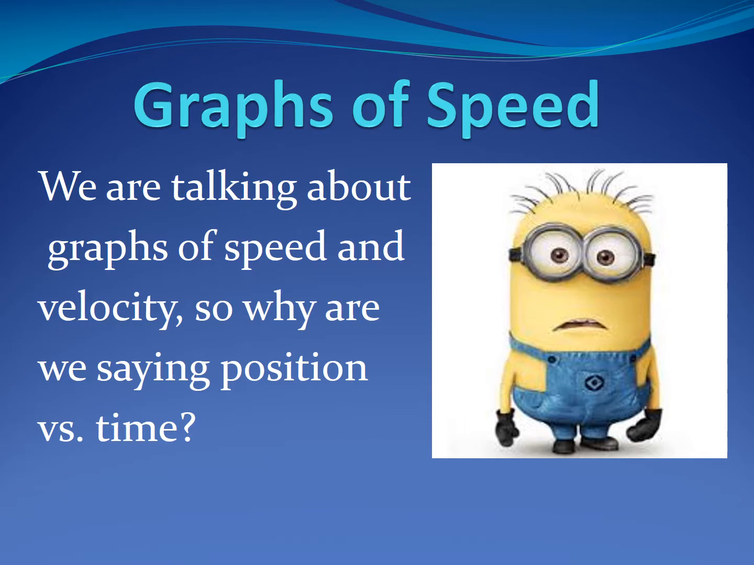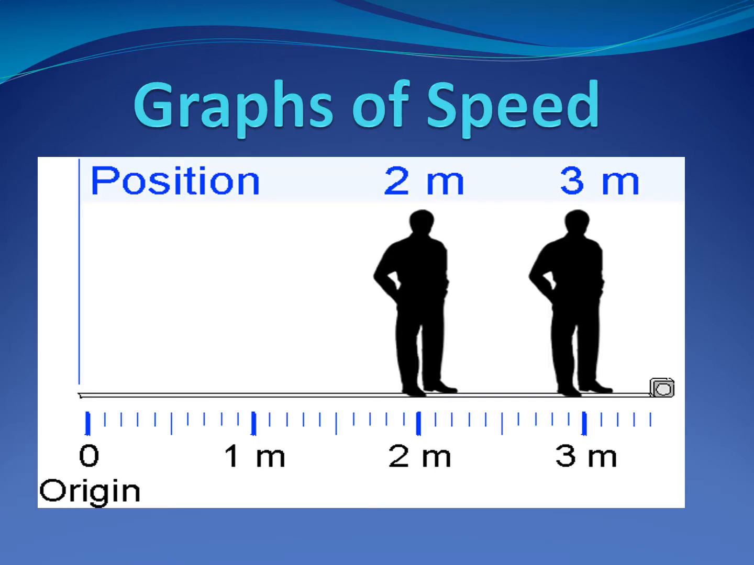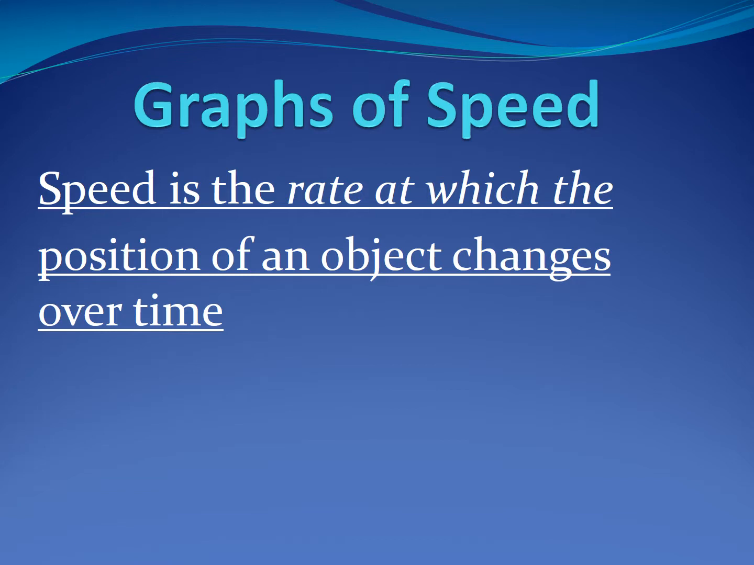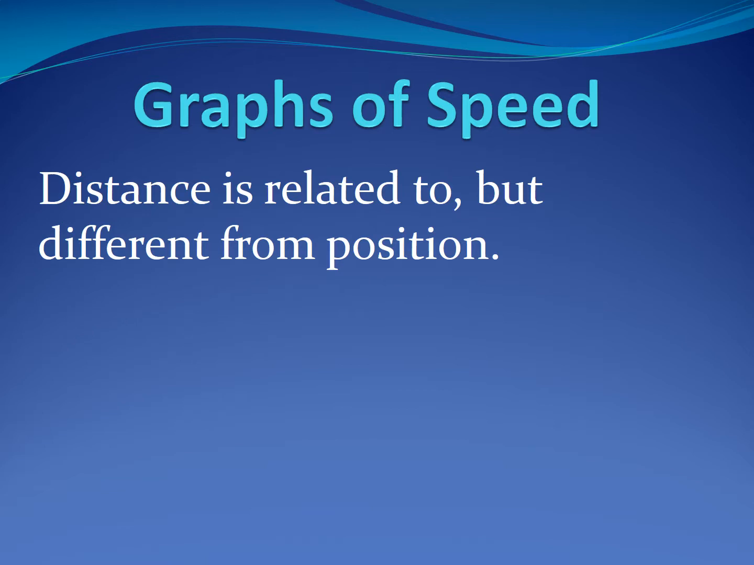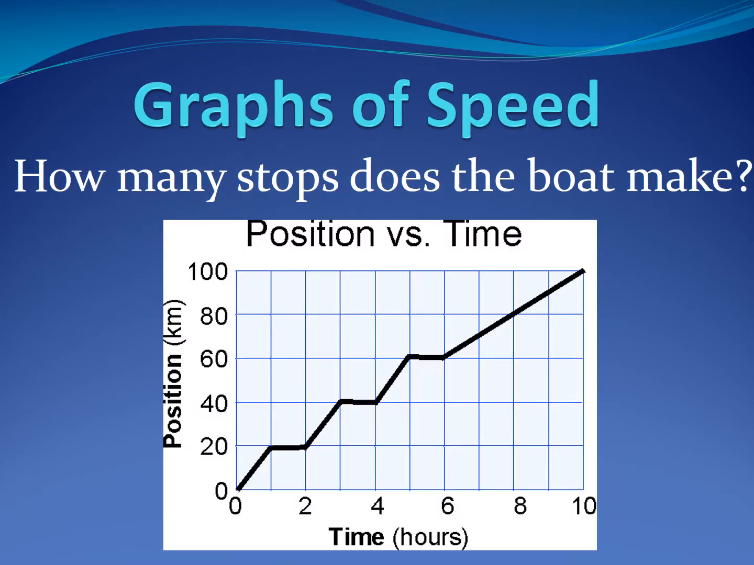So if we're talking about speed and velocity, why are we working with a position time graph? In physics, the word position refers to the location of an object at an instant. For example, at 2 meters or at 3 meters, depending on where you are, that is your position. Speed is the rate at which the position of an object changes over time. Distance is related but different to position. Position time graphs are often called distance time graphs because our distances can change as well as the position that we are in.